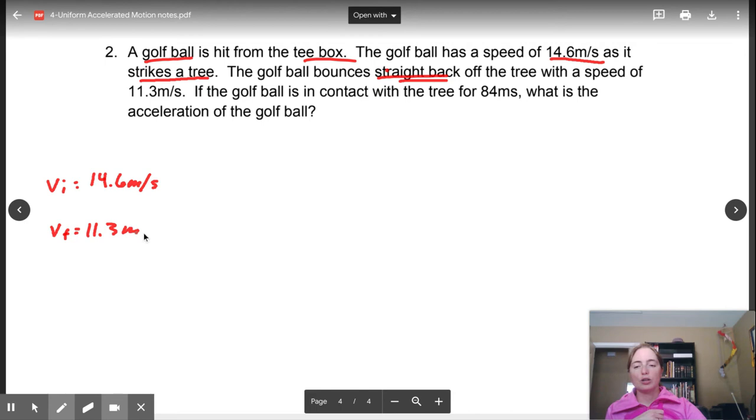I'm going to pause here. If I leave my numbers like this, I have made a mistake. What would that mistake be? See if you can find it. Negative. I dropped a negative.